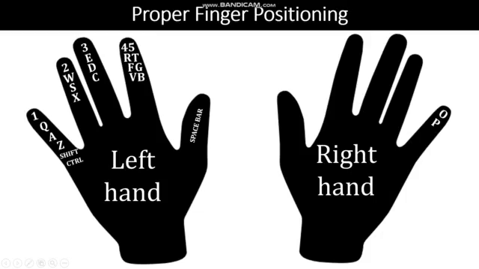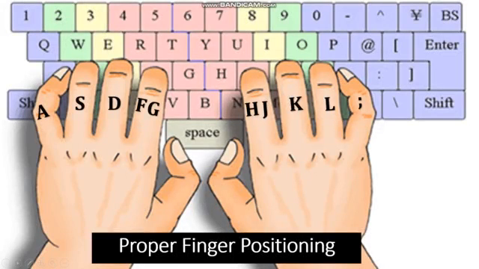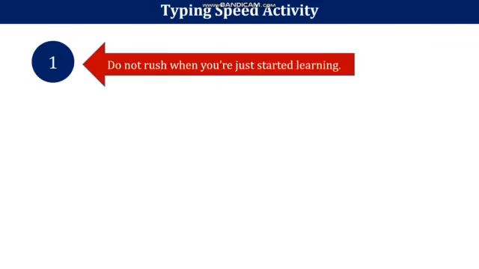The third finger is E, D, C, and the fourth and fifth fingers are used to type R, T, F, G, V, B, and the thumb is used to type the space bar. Similarly, on the right hand side we have some keys to type.